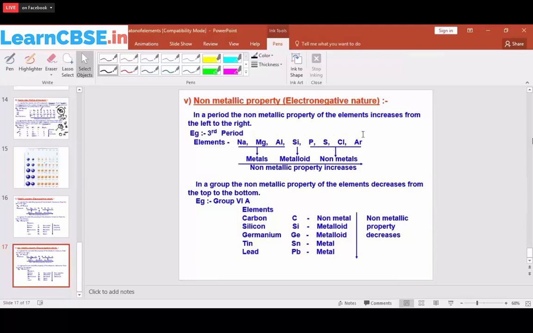So this is the most non-metallic character. It will gain the electrons easily, and it easily becomes negative ions. That's why we call it the electronegative nature.